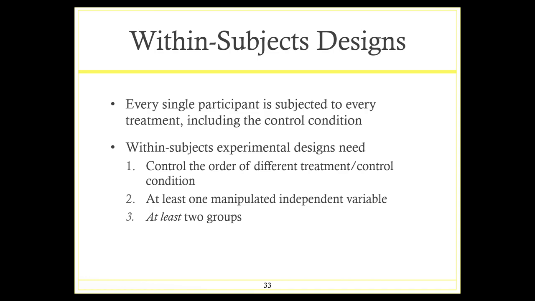Within subject design must have the following three things. First, you have a controlled order of the different treatment and control conditions. This is because you can have treatment first, or the treatment goes second. You can have control first, or have the control go second, right? So there are different orders in terms of presenting the different levels of treatments.